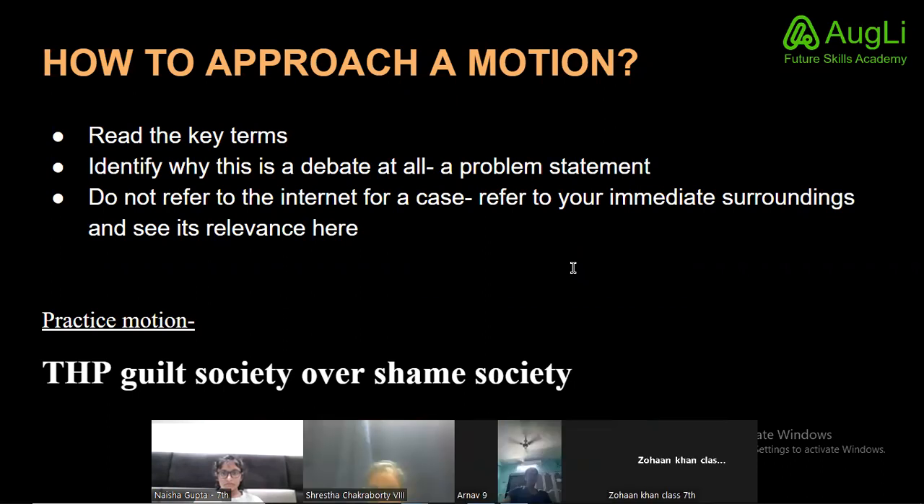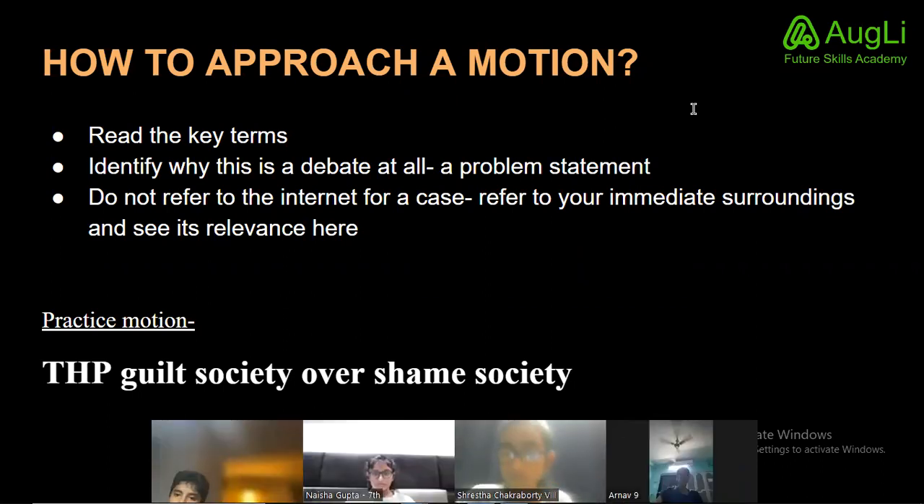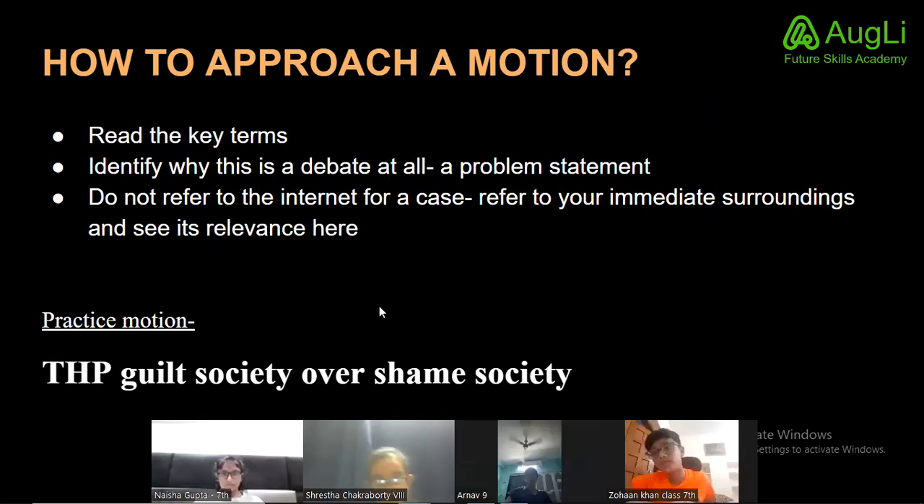Now, about approaching a motion then. Once you've figured out the type of motion by THP, THR, I already told you what these abbreviations are for, you go ahead and figure out the various key terms in this motion, right? If I have been given this motion and I can't make any sense of what a particular keyword means, it doesn't mean that I will approach you as my coach and say, oh, your motion doesn't make sense. I don't know what you're saying.